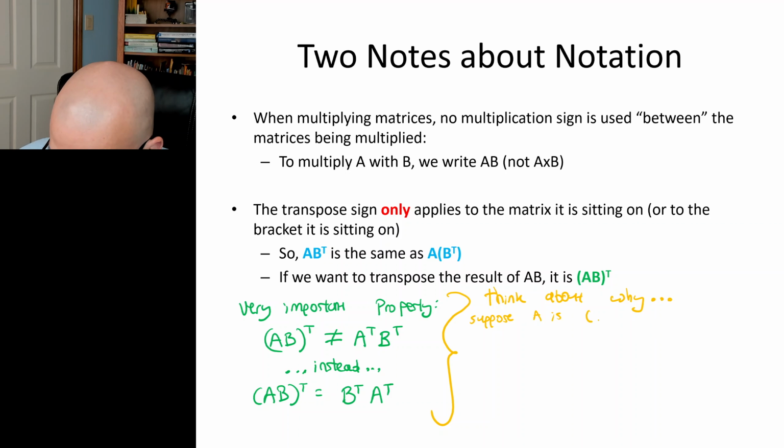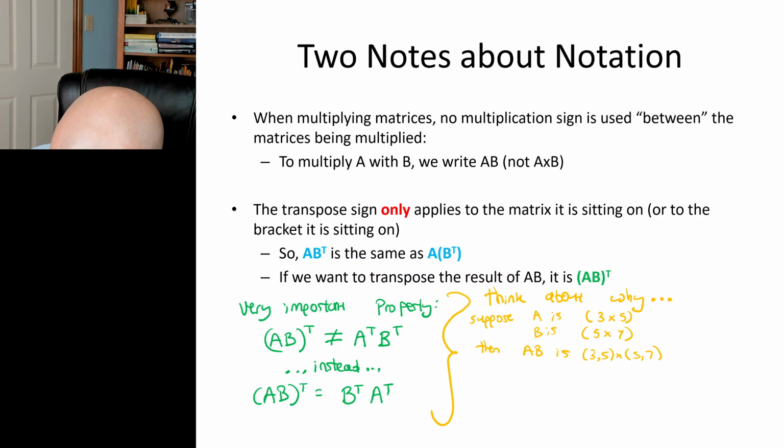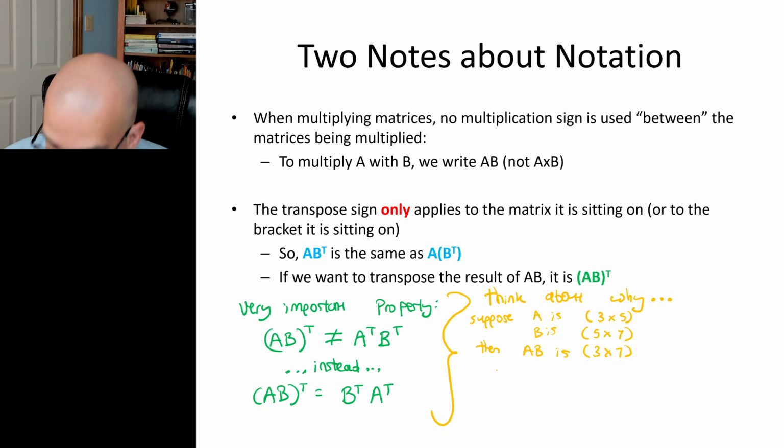A is 3 by 5. B is 5 by 7. Then A times B is 3 by 5 times 5 by 7. The 5's cancel. We get 3 by 7. So AB is 3 by 7. And AB transposed is 7 by 3.